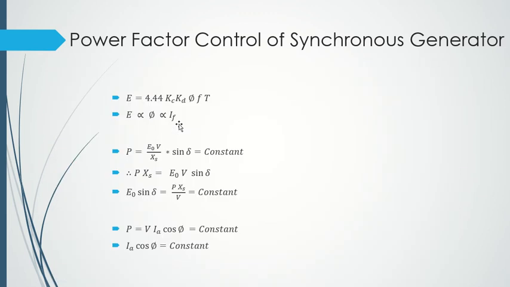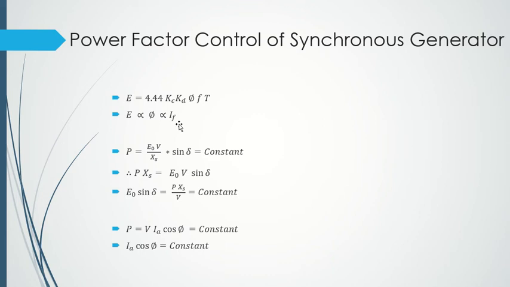First, before directly going to the phasor diagram, let's discuss a few constant things, from the power output equation. Haven't we seen that the power is equal to E0 into V divided by XS into sine delta? And you know what these are: E0 is my EMF generated, V is my voltage across the load, XS is my reactance, and sine delta is sine of my load angle.